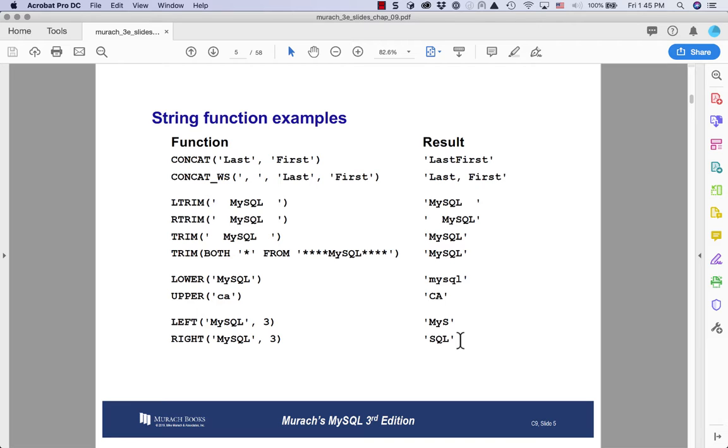And one of the things I really like about left and right is they're so easy to understand what they do. There are more general substring functions with which you can do the same things, but they're not really as good in terms of documentation. When you read this, it's pretty clear that you're trying to get the left part of the string or the right. So these are kind of on my favorites list.